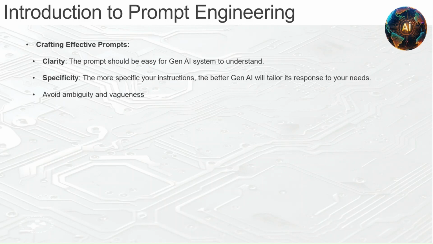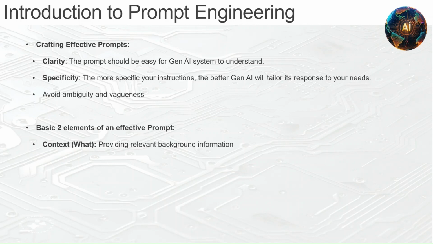All right. And then there are only two basic elements for an effective prompt. Once you keep these two elements in mind, you can write a prompt which is efficient and effective for any requirement. Let's see these two basic elements. Number one, context or the what part. Now, this is where you provide detailed context or background information to the LLM. Providing this relevant background information can significantly improve the quality of the LLM's output. Give as much detail as possible.